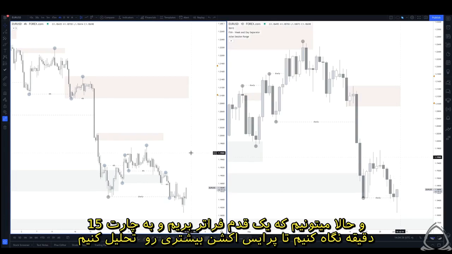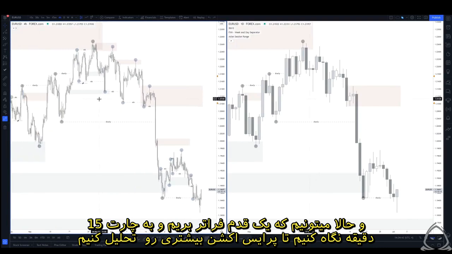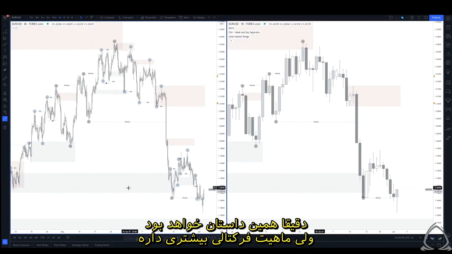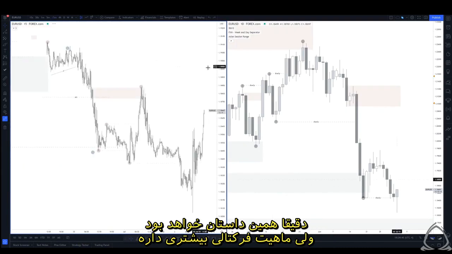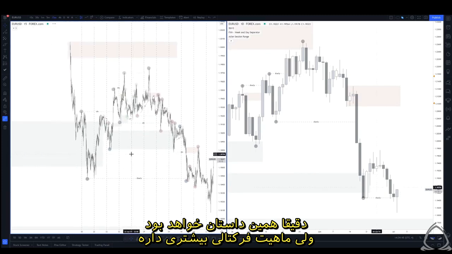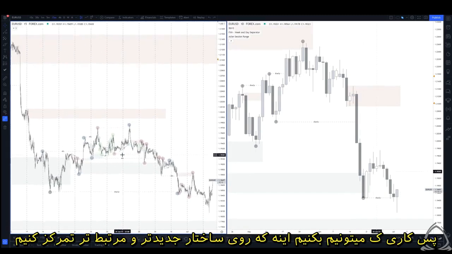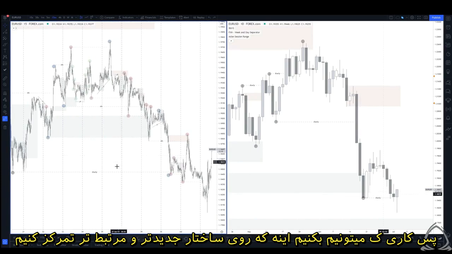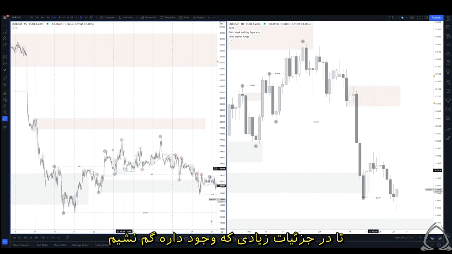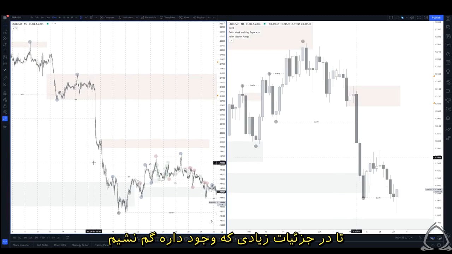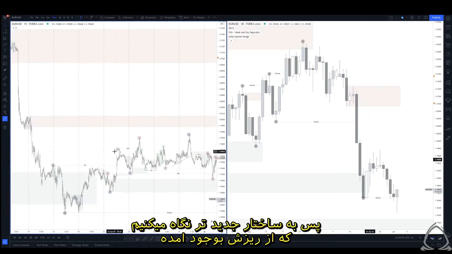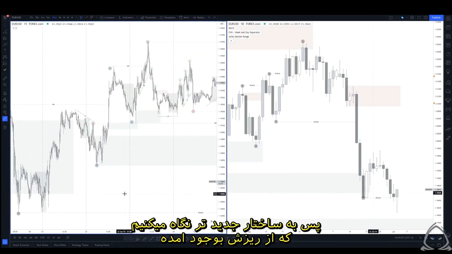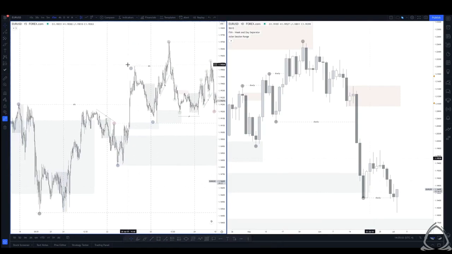Now what we can do is take it one step further and look at the 15-minute chart and just dig into the price action. It'll be the exact same story, but even more fractal in nature. So we'll keep our eyes on the more recent and relevant market structure, just so we don't get lost in too many details. We'll look at the recent market structure that has happened since the drop here on the 15-minute.